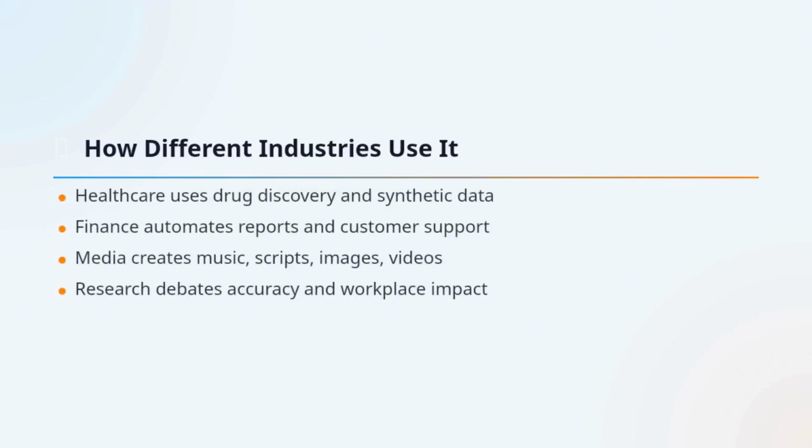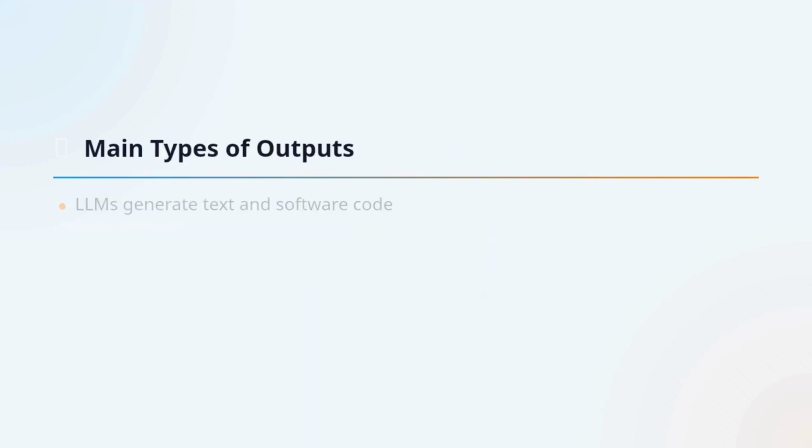Generative AI is now used across many industries. In healthcare, it supports drug discovery and synthetic medical data generation. In finance, it helps with report drafting, data generation, and customer service automation. In media and entertainment, it can assist with music, scripts, images, and video. At the same time, researchers and policymakers are questioning its accuracy and its effects on academic and professional work.